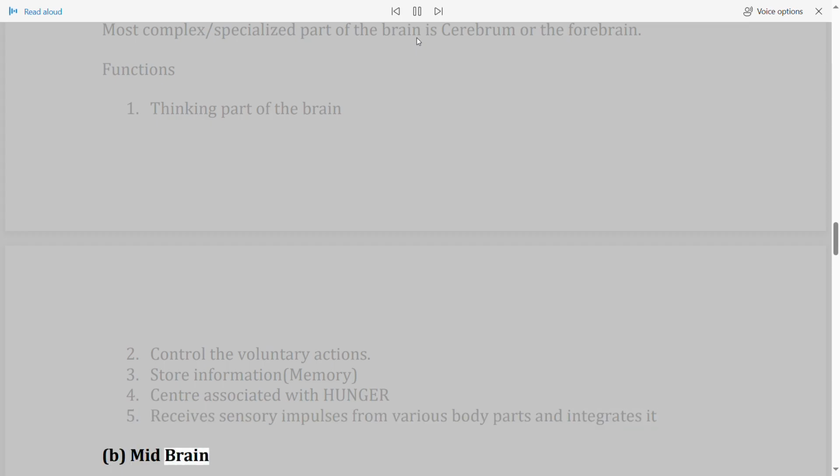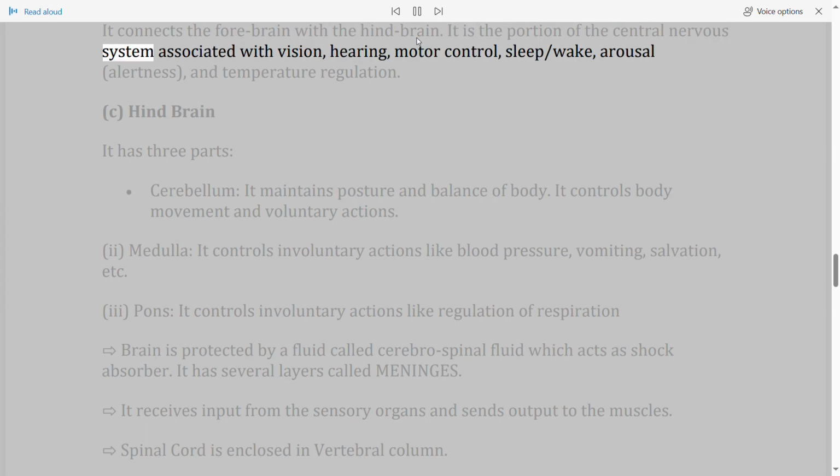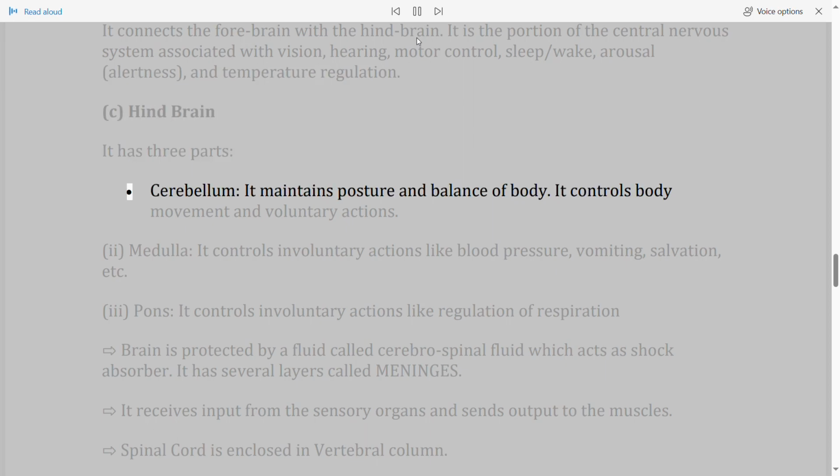B. Midbrain. It connects the forebrain with the hindbrain. It is the portion of the central nervous system associated with vision, hearing, motor control, sleep-wake, arousal, alertness, and temperature regulation. C. Hindbrain. It has three parts: 1. Cerebellum. It maintains posture and balance of body. It controls body movement and voluntary actions.